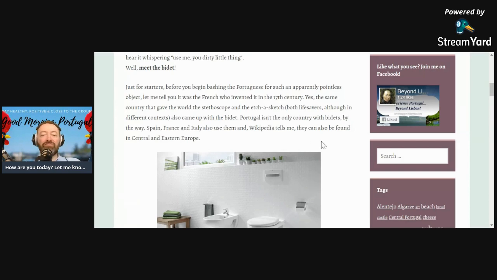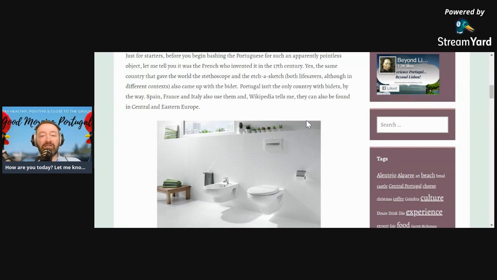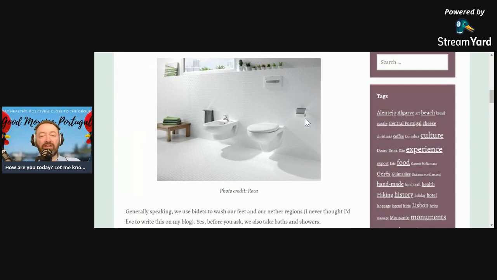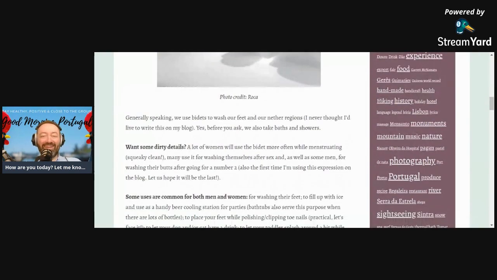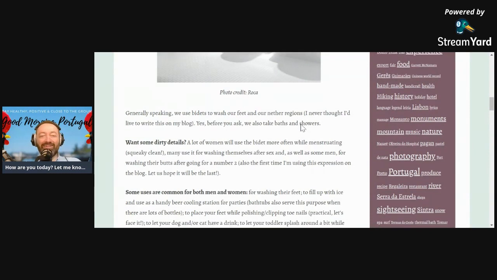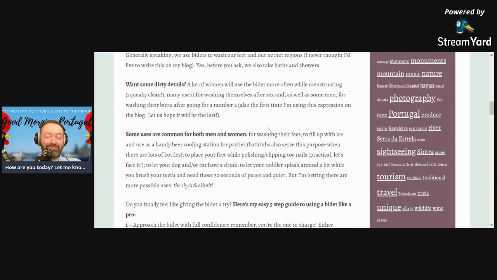Portugal isn't the only country with bidets, by the way. Spain, France, and Italy also use them. And Wikipedia tells Katia, they can also be found in Central and Eastern Europe. And this is where most Brits would have encountered a bidet when they've been on holiday, or if they were posh and had a posh friend who had one of these mysterious devices in their bathroom. Generally speaking, we use bidets to wash our feet and our nether regions. I never thought I'd live to write this on my blog. Yes, before you ask, we also take baths and showers. Well said. I'm going to take a sip of tea here.